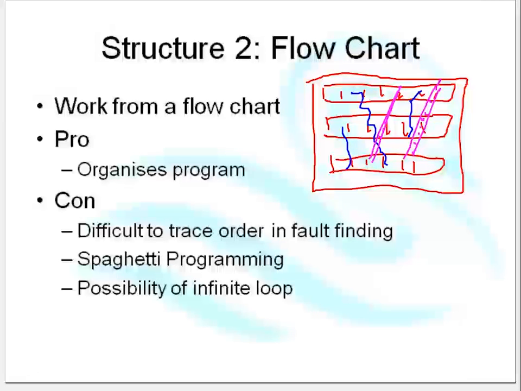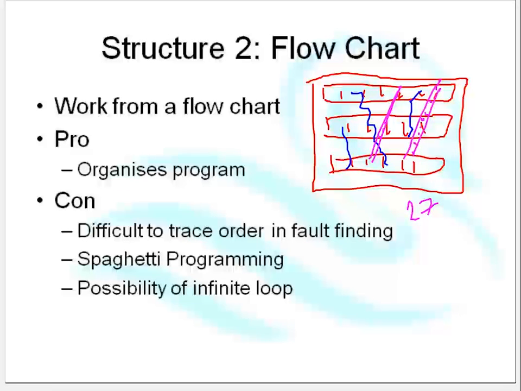Now the problem with snakes and ladders is if you get to number 27, you can't tell how you got there. You can't tell which route you took because there's lots of jumps everywhere. You can't tell if you went down 2 snakes and up 3 ladders or if you just went there directly. So it's difficult to trace when there's a fault because you can't tell what led up to that fault. It's what we call spaghetti programming because it's jumping from here to there to the other place.